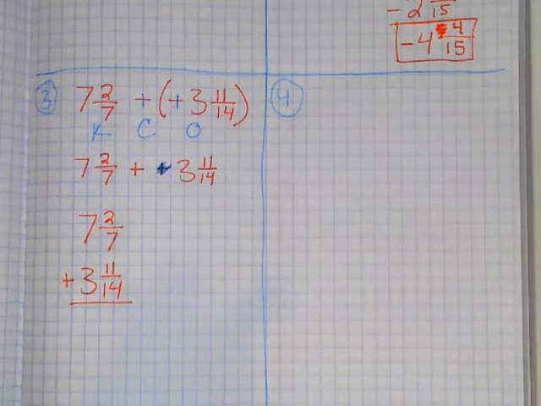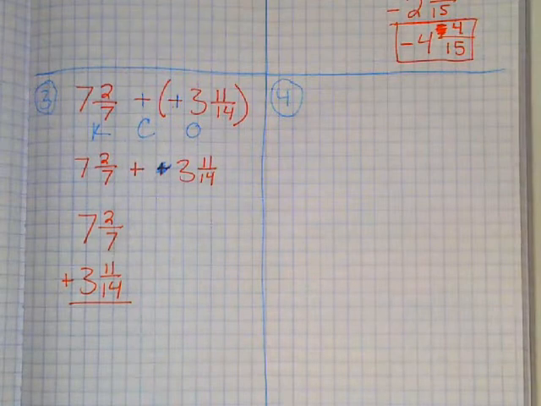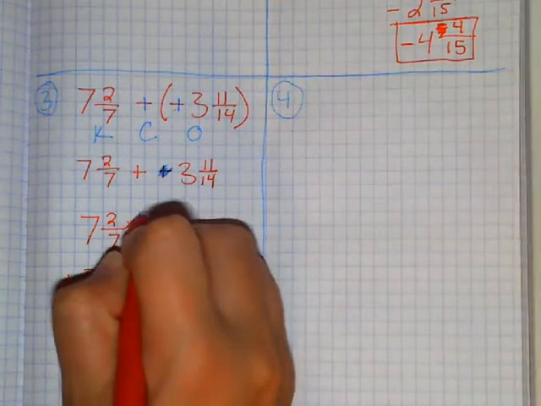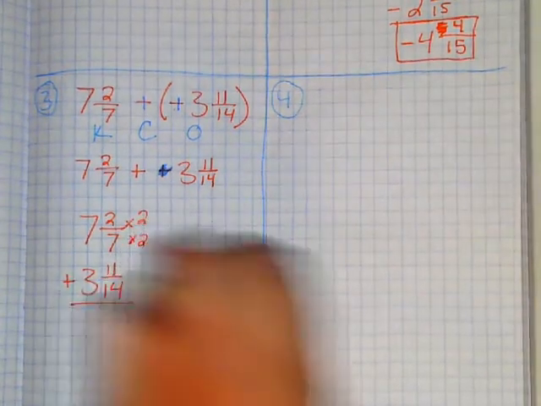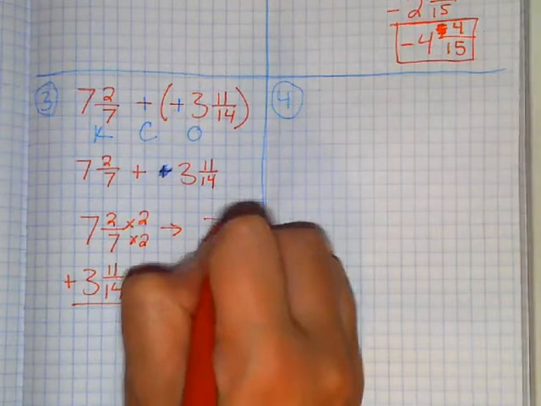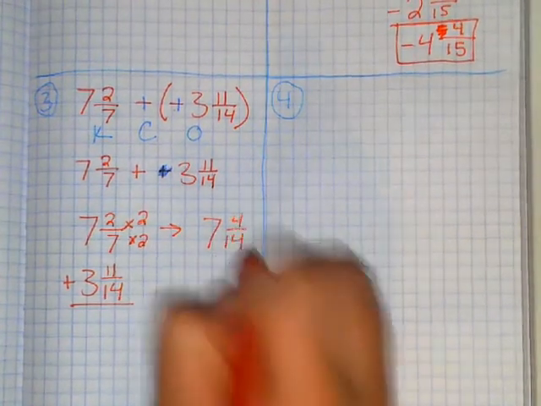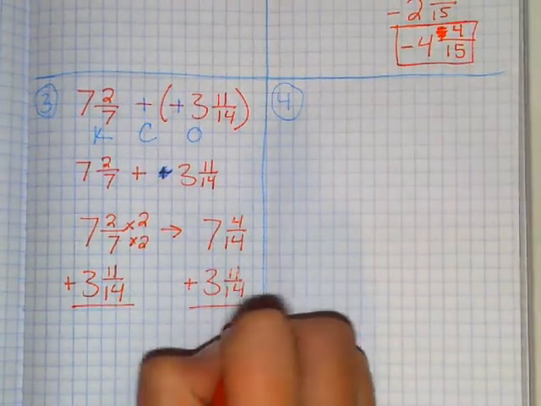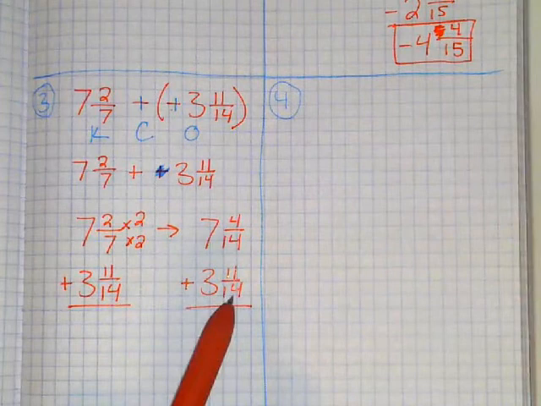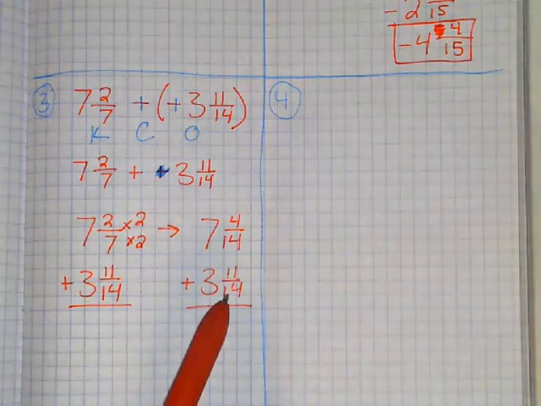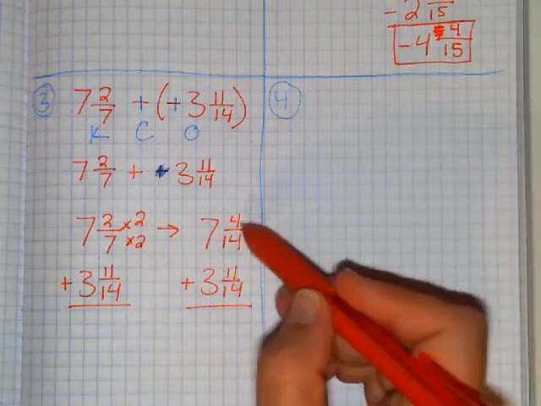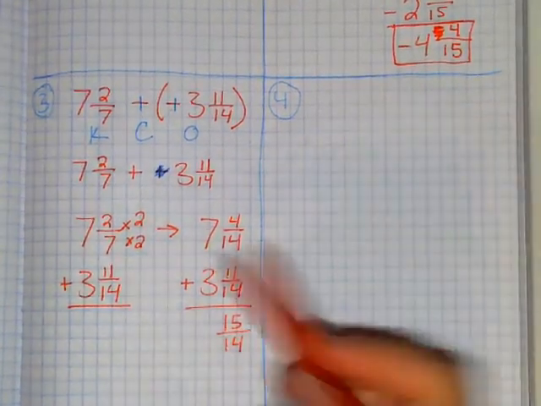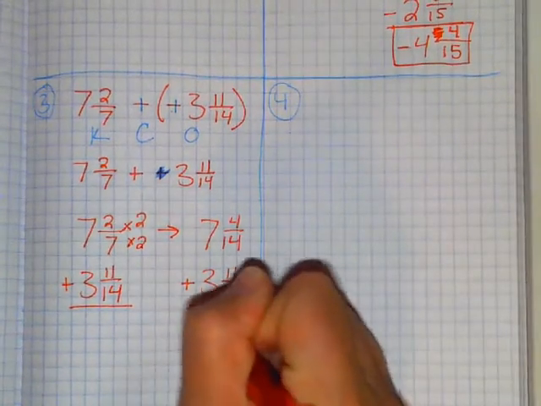Just like we would any other fractions, they need to have common denominators. 7 and 14. Common denominators would be 14. I have to multiply this by 2, and that becomes 7 and 4/14 plus 3 and 11/14. This second fraction already had 14 as my denominator, so I don't need to change anything for it. Now I can add. 4 plus 11 is 15. I keep my denominator. 7 plus 3, that makes 10.